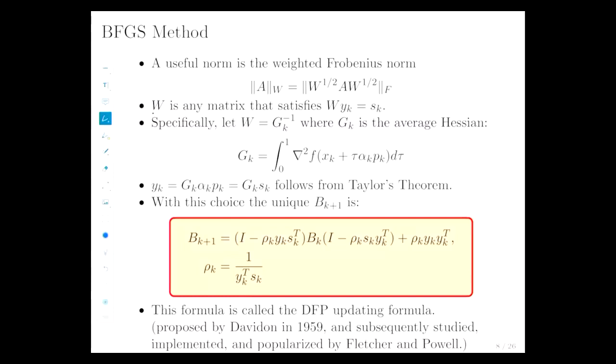Okay. The choice of W in general can be any matrix that satisfies that particular equation. What is that particular equation? It's the inverse of the second equation. If I just multiply by B_k on both sides, that becomes W on the other side, right? It's the other way around.